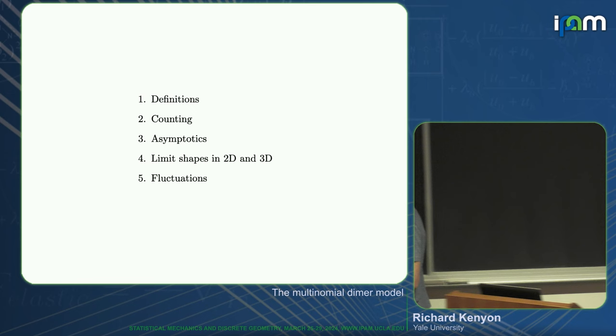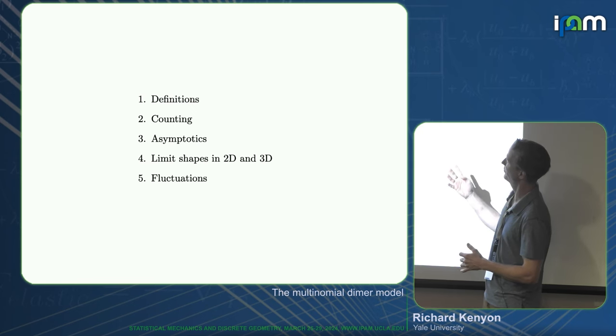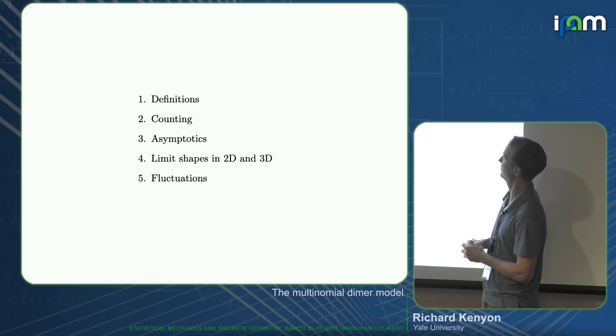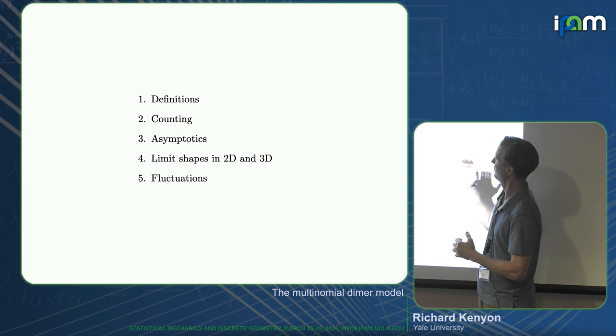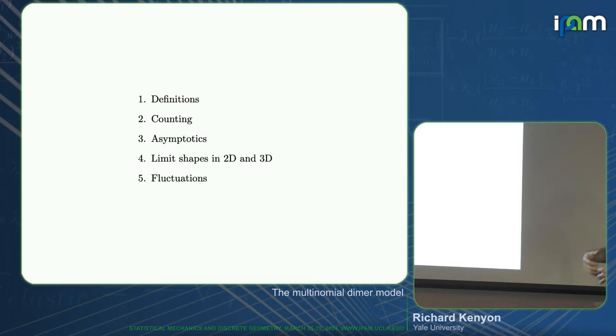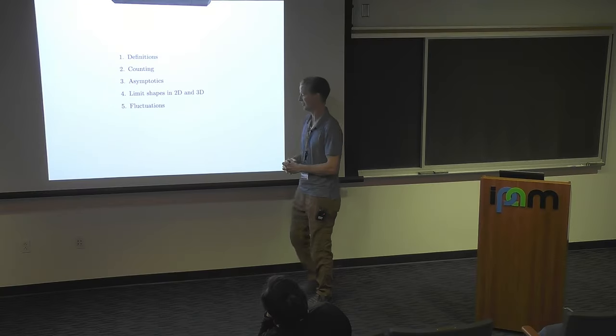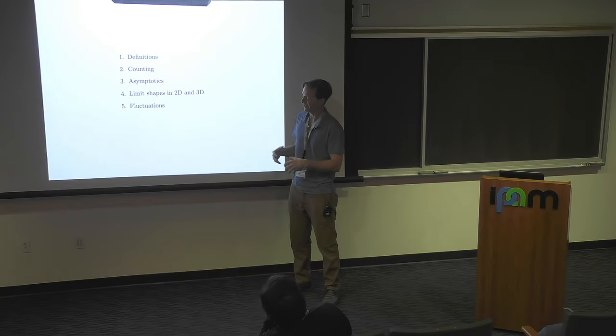Here's what I'm going to talk about. There's four things I'd like to talk about. Maybe I won't get all the way, but after the definitions, there's a nice combinatorial part, and then a little bit of asymptotics, and then one of the interesting things about this model is it's a model that you can define and study on general graphs, not just planar graphs.